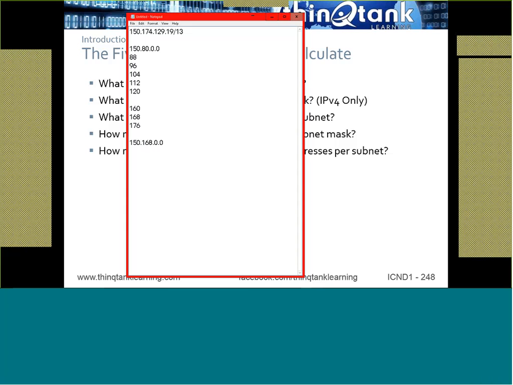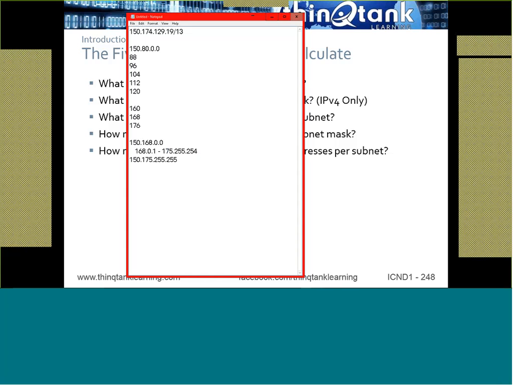So the next network is 176, which means that for this particular address and mask, the network ID is 150.168.0.0. The broadcast is 150.175.255.255. And the host range is 168.0.1 through 175.255.254. Okay.